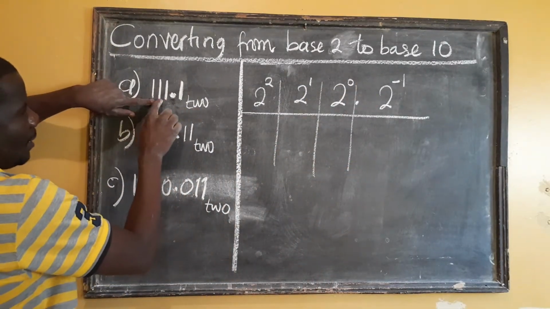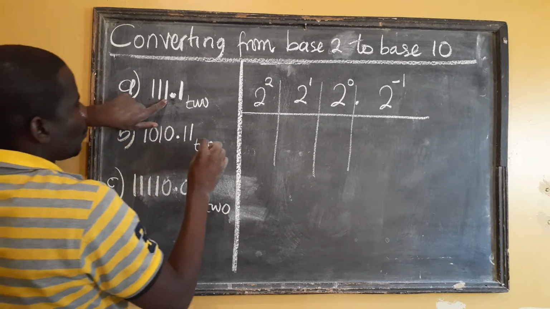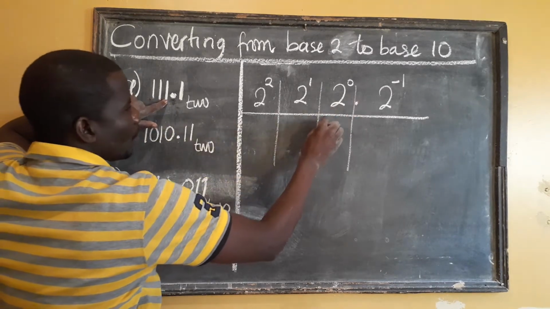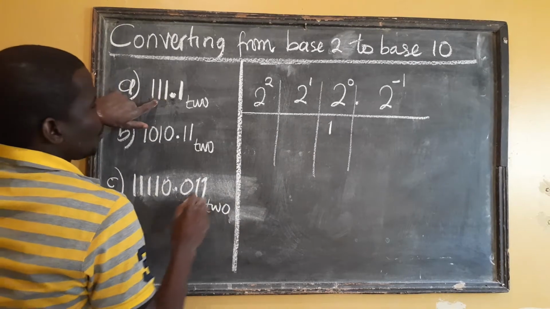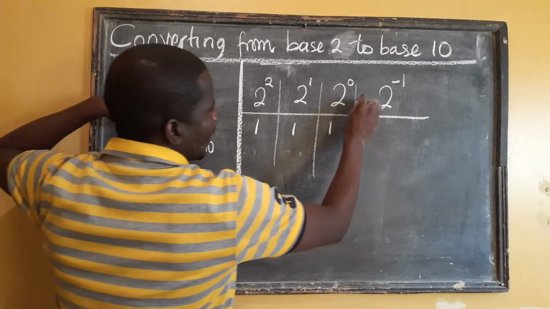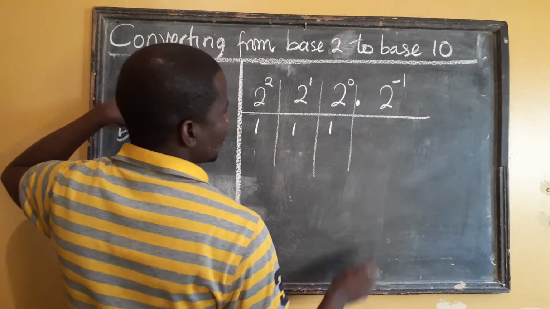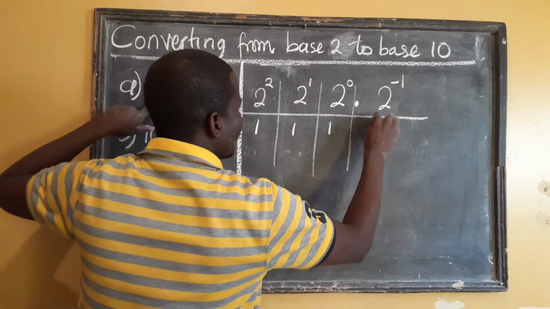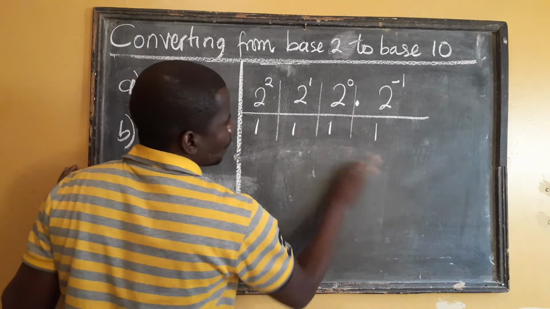our digits now. So immediately after a decimal point, what do we have? We have 1. What do we have? We have 1. What do we have? We have 1. And then also take note, there's a decimal point here. What do we have this side? We have 1.